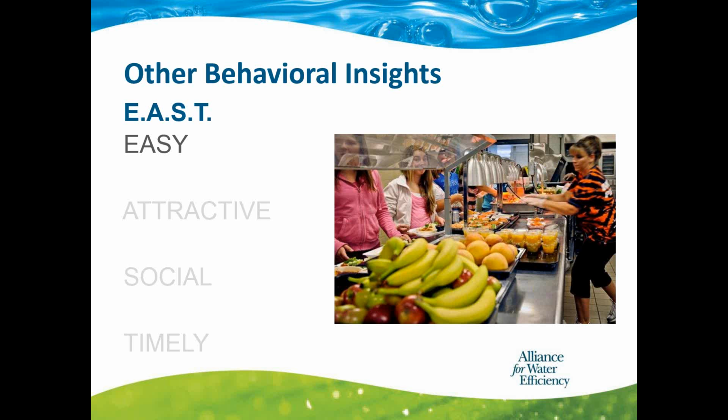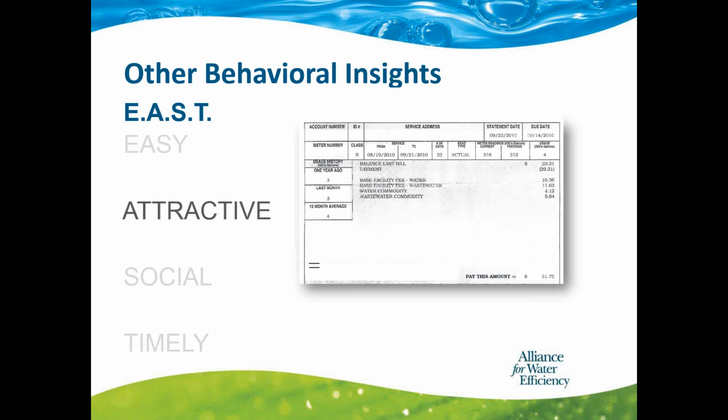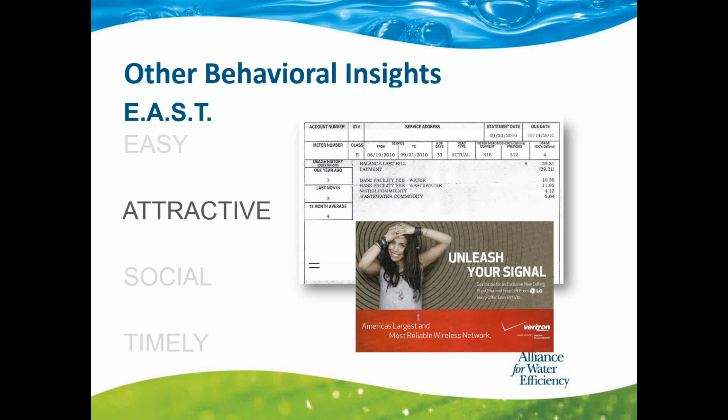So any sort of things you can do in terms of making things the default, in terms of making forms very simple, in terms of opt-ins versus opt-outs, anything you can do to make something easy is more likely to increase the number of people who are actually able to do it. The next thing that the Behavioral Insights team found is attractive. So I'm going to go back here to the water bill compared to the different things that you receive in the mail. This is an ad from Verizon that I got in the mail. And attractive is just all those things that advertising has been telling us for many years.